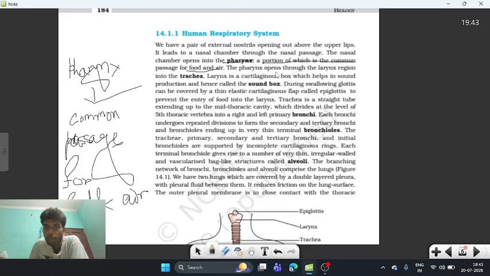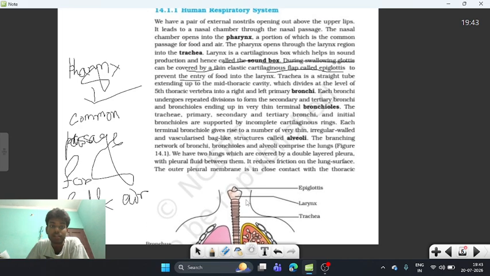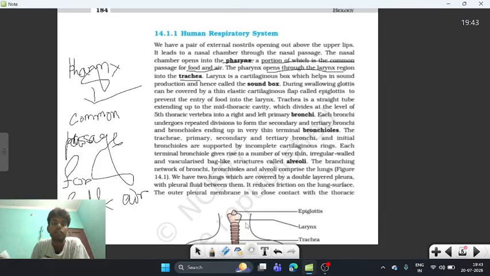The pharynx opens through the larynx region into the trachea. See, this is the larynx region and this is the trachea. Trachea is the pipe which leads to nothing else but to the lungs. This is a tube.